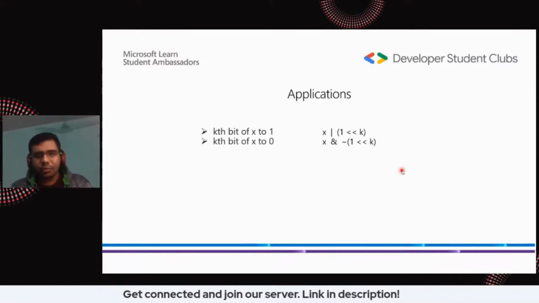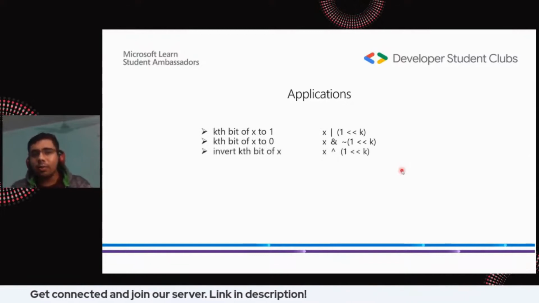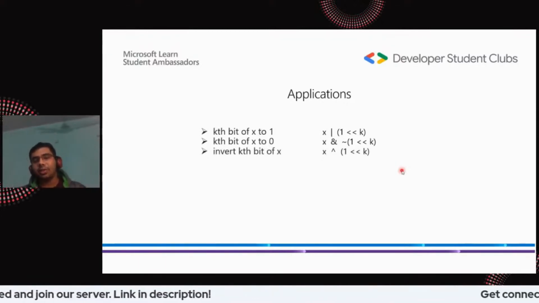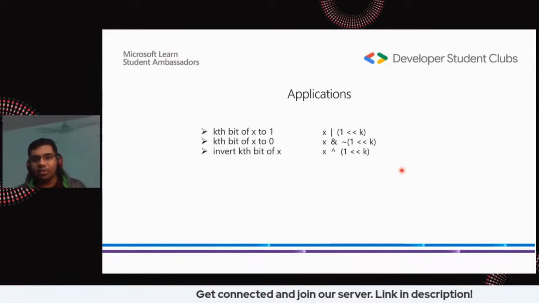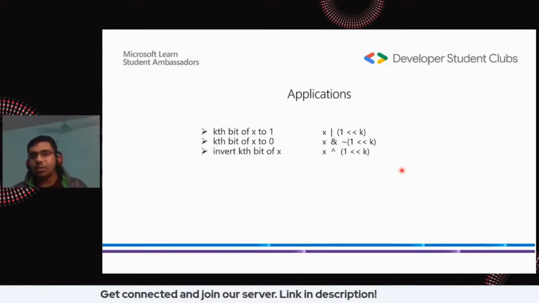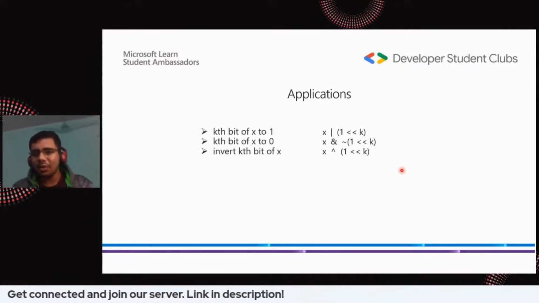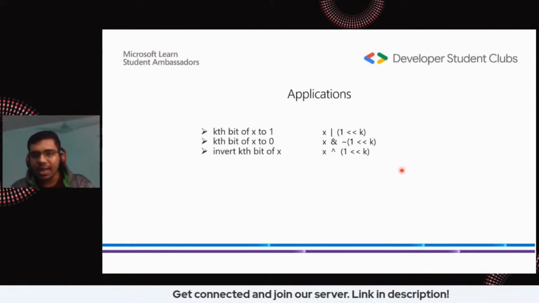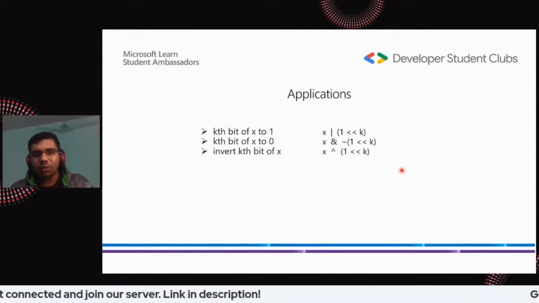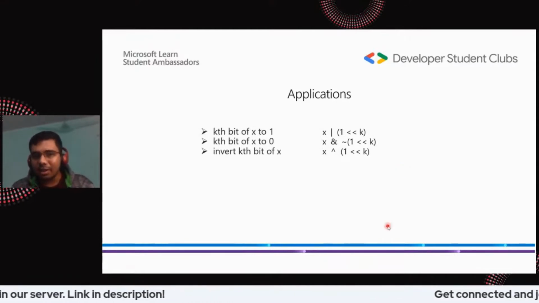Okay, now we can invert the kth bit of x. So how can we do that? We do that with the XOR operator. So we invert the kth bit of x with the XOR operator. These are pretty simple formulas. I guess you can understand from here how these formulas work, because the first one was explanatory. I hope you understand that. And this way, one after the other, the formulas are there to just invert the kth bit.